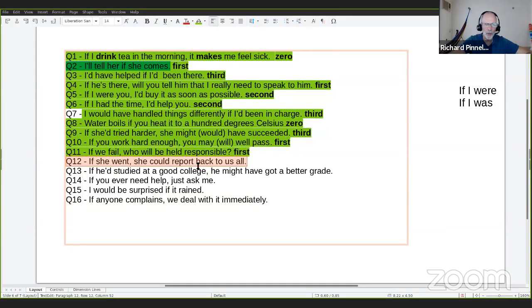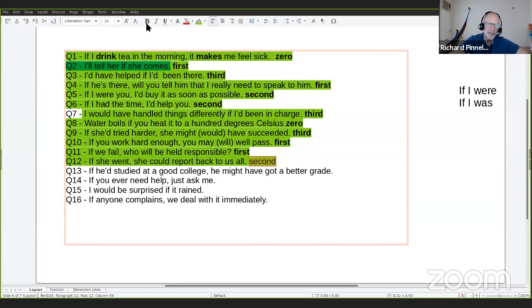If she went, she could report back to us all. So this is in the past, and this one is like would. Question 12. Any ideas, Israel, Clementi? Third conditional? Third, no. It's actually the second. Claudia says the second. I think she's replied to this one, but I'm not absolutely sure because she didn't put the number.